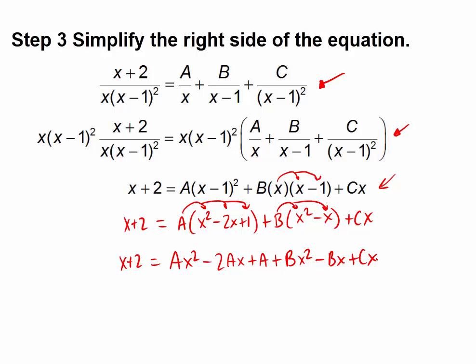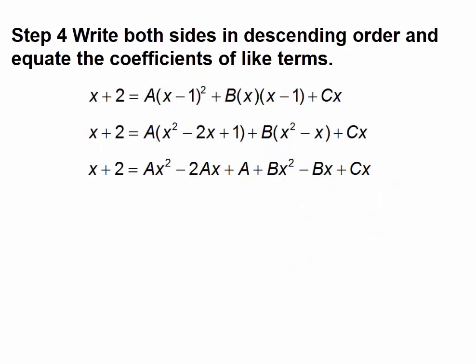Now our next step is going to be to organize these things in descending order. Step 4 is write both sides in descending order and then equate the coefficients of the like terms. So what we're going to do here is get these organized in descending order, and then from there we should be able to write a system of equations that have a, b, and c in there. We should have three separate equations when we get done organizing this.